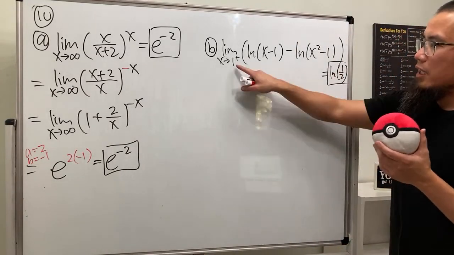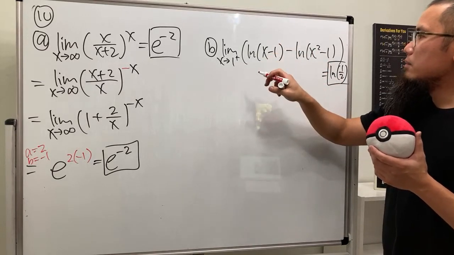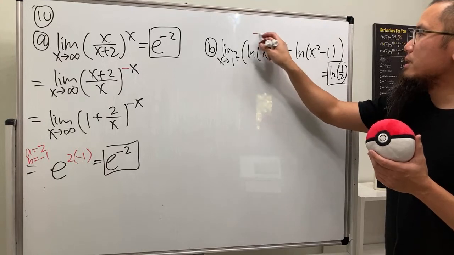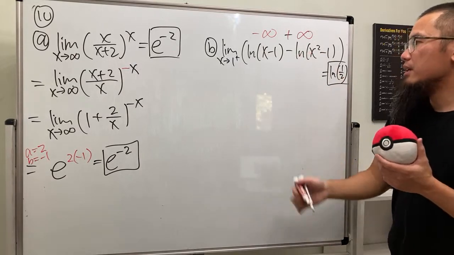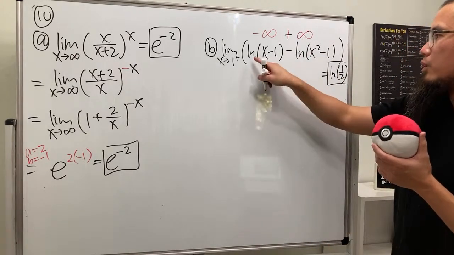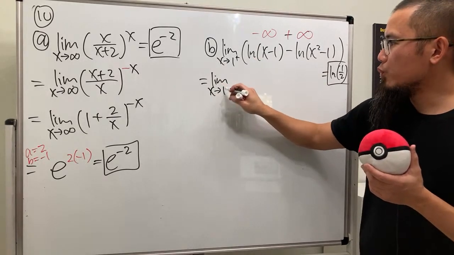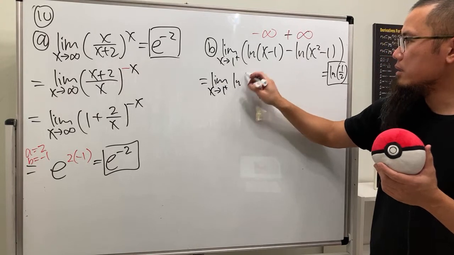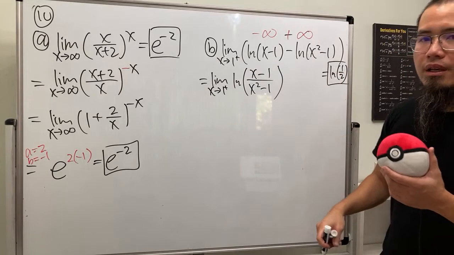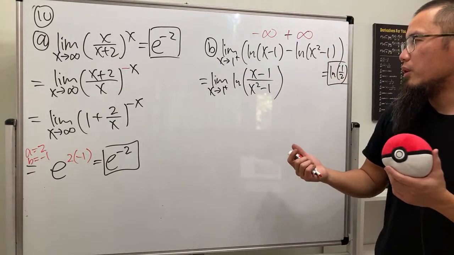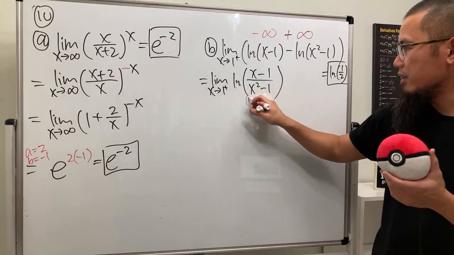Now for this one, if you put 1 plus into all the x's, you will end up with negative infinity plus infinity, which is actually indeterminate. So you are going to do some work for that. We can combine the natural log. This right here is the limit as x approaching 1 plus of ln of x minus 1 over x squared minus 1. For this, you can do it whichever way you prefer, maybe L'Hopital's rule inside, or maybe just factor and cancel. We will do factor and cancel.